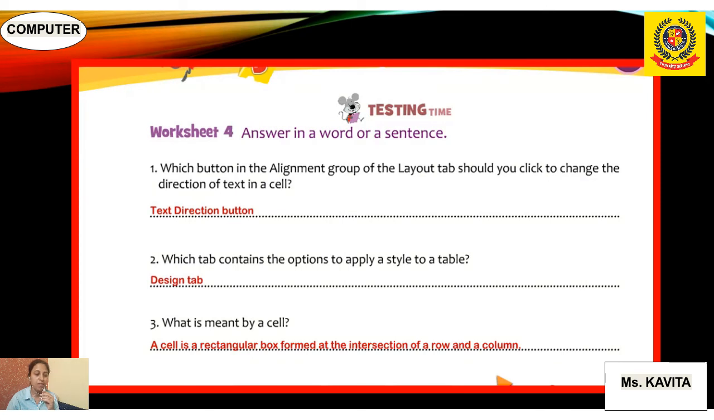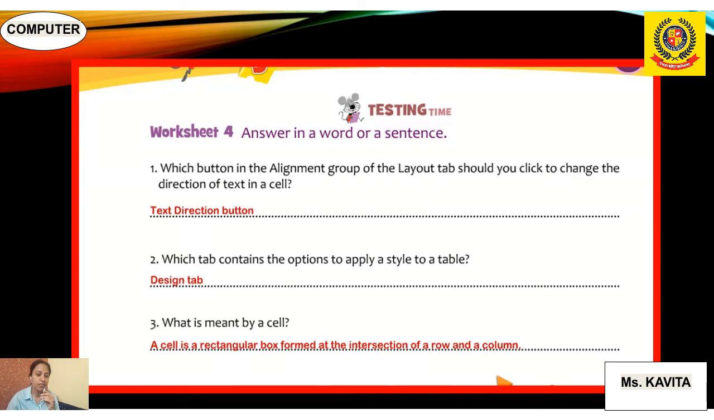Third one, what is meant by cell? So what do you mean by cell? A cell is a rectangular box formed at the intersection of row and column. So what is a cell? Cell is a rectangular box formed at the intersection of row and column. So children, you can draw the cell also.